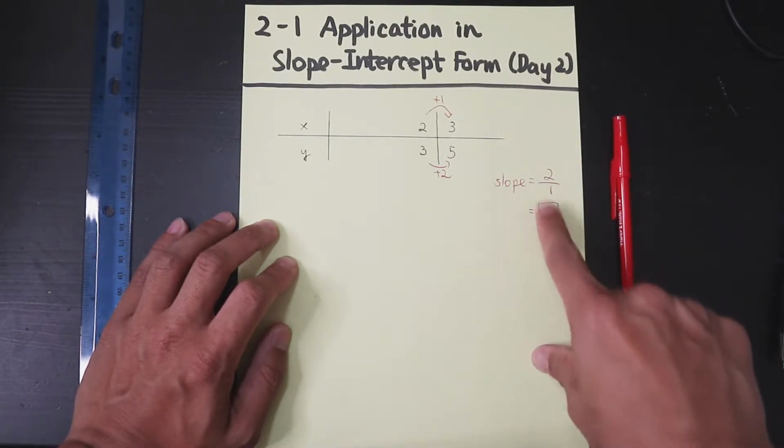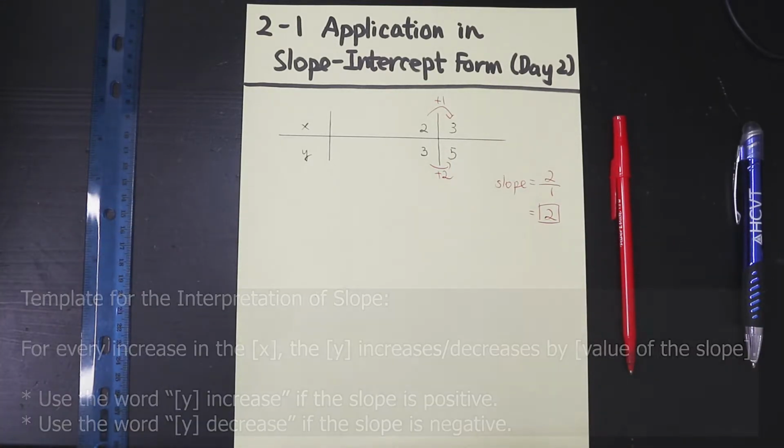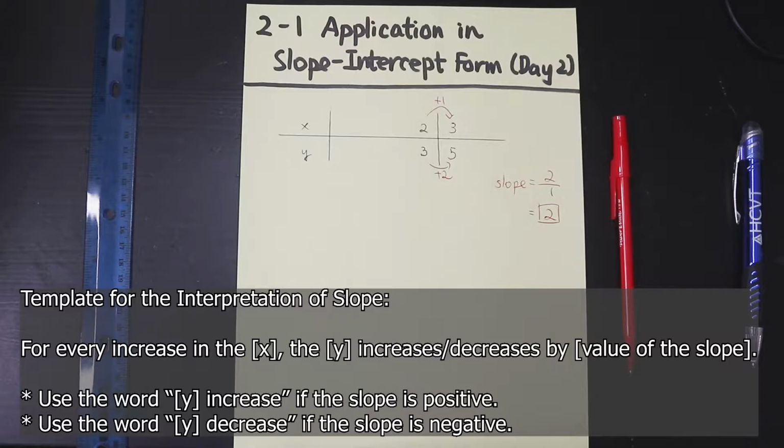Now, what is the meaning of the slope, right? The meaning of the slope, and I'm going to type it on the screen, says: for every increase in the x value, the y value increases by 2, or in this case, increases by the slope number. Okay, so that would be the interpretation of the slope.